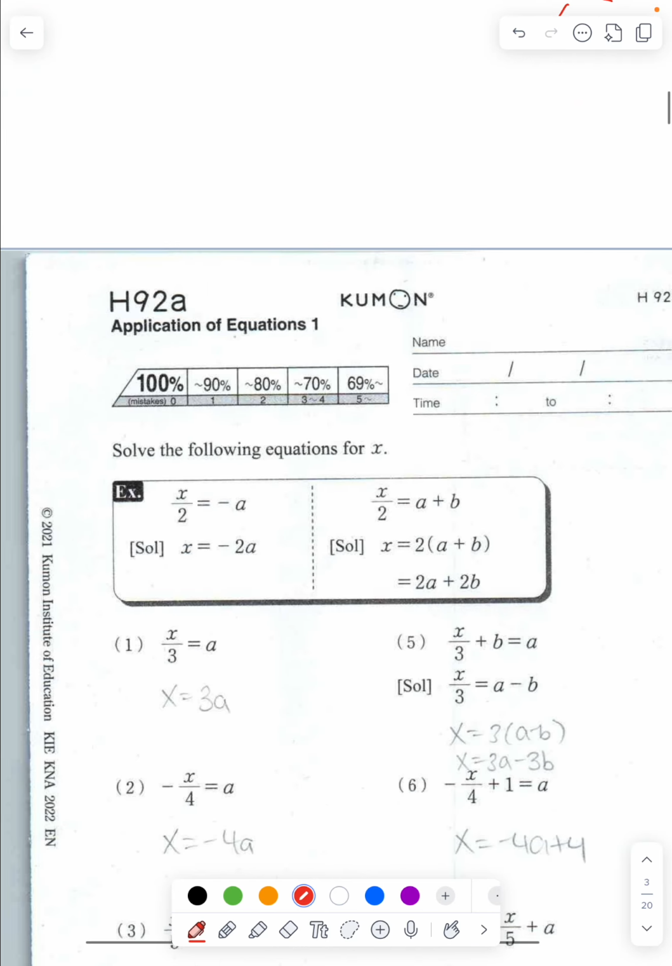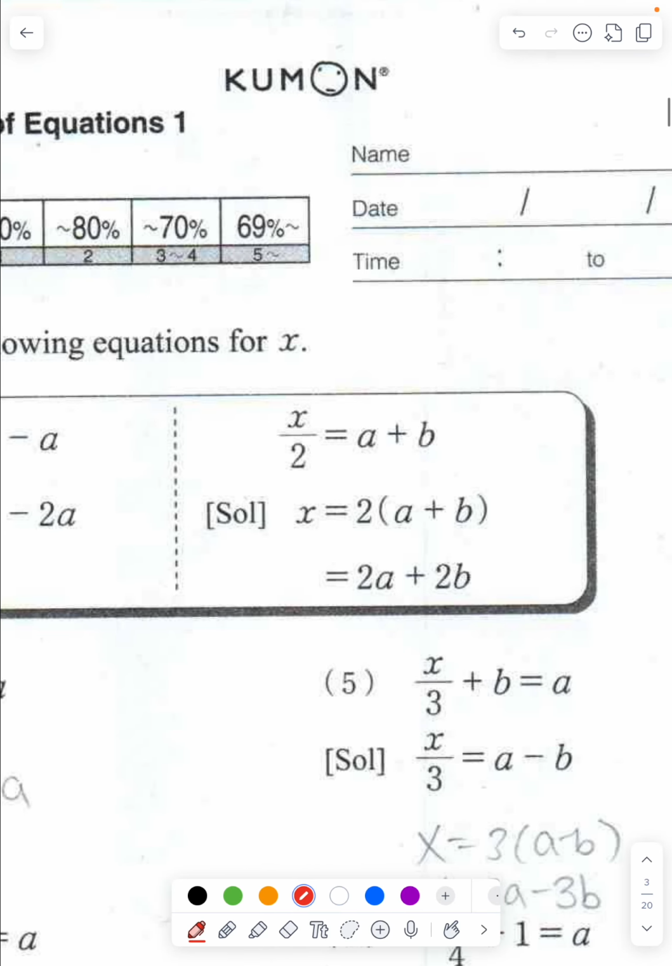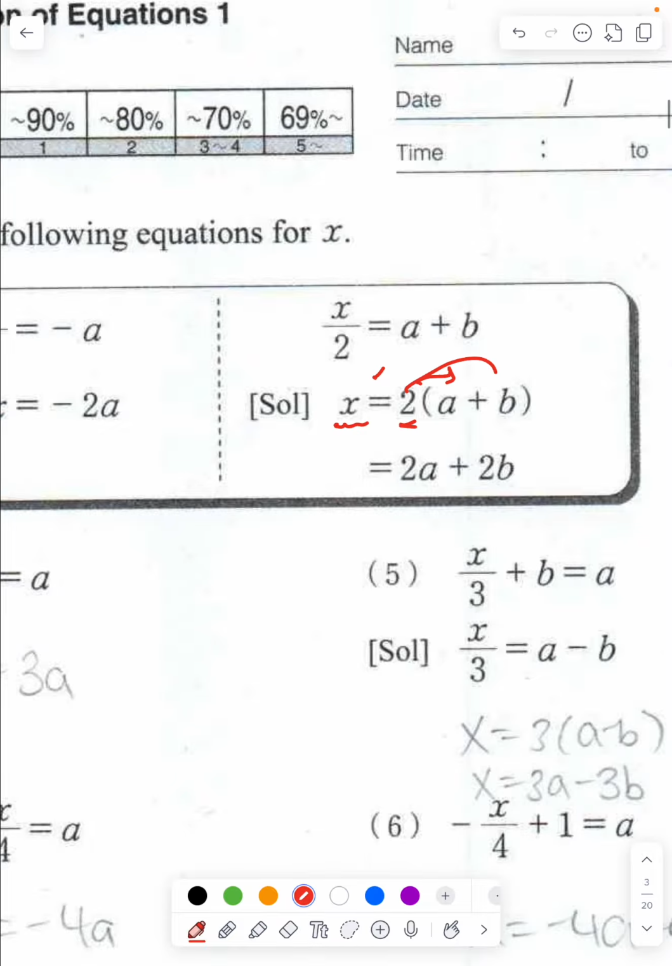The example over here is x over 2 equal to a plus b. We don't like fractions, so we multiply both sides by 2. On the left side, it becomes x, no problem. On the right side, it becomes 2 times a plus b. Now we multiply the 2 inside, 2 times a plus 2 times b. So now it becomes 2a plus 2b.